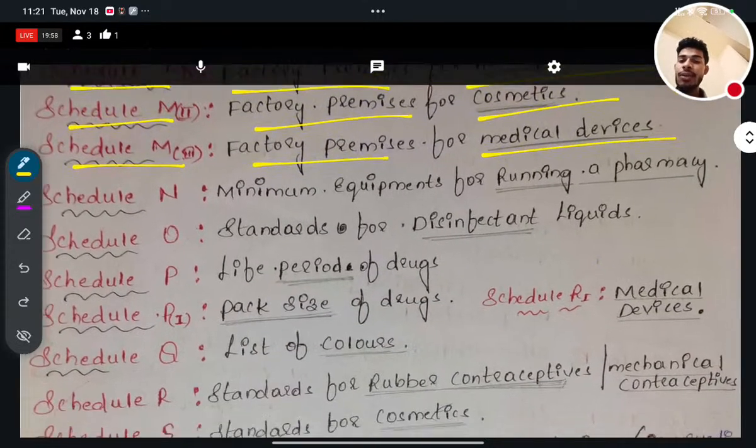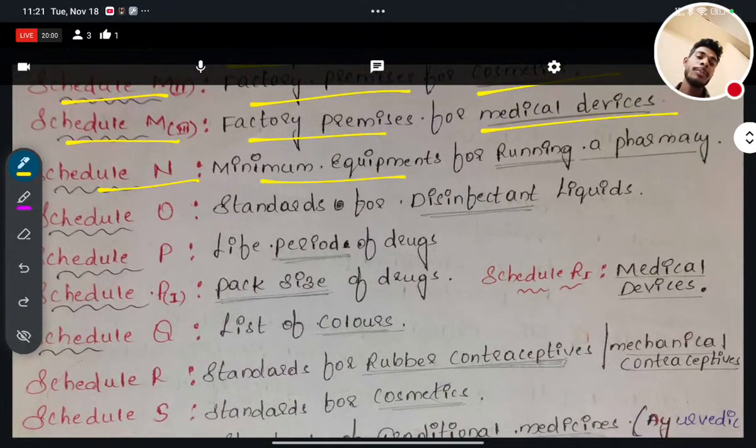Okay, next Schedule N. Schedule N, minimum equipment for running a pharmacy. What is the minimum equipment required for running a pharmacy? For running a pharmacy, what is required?